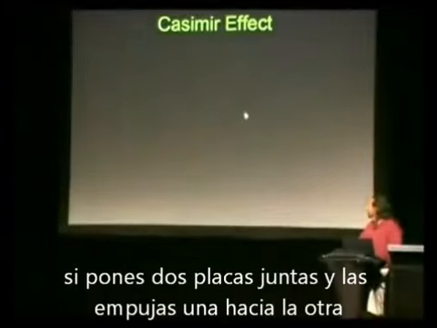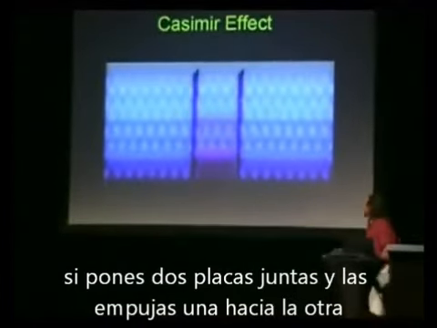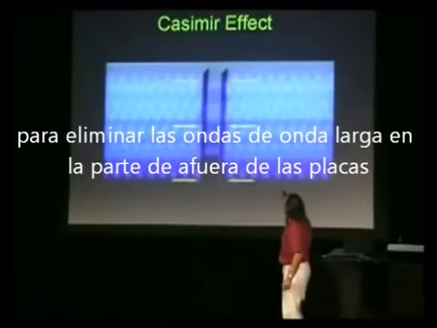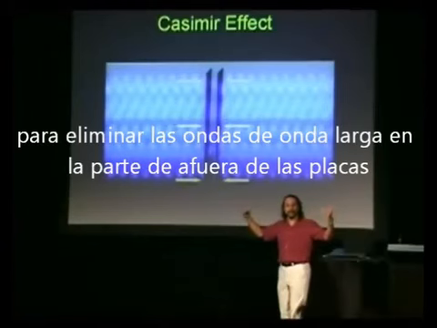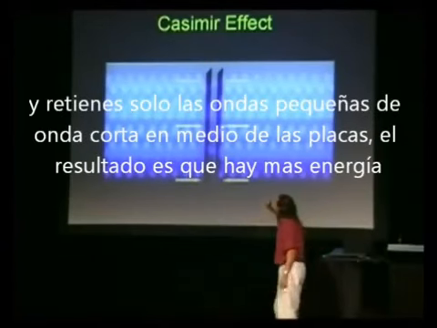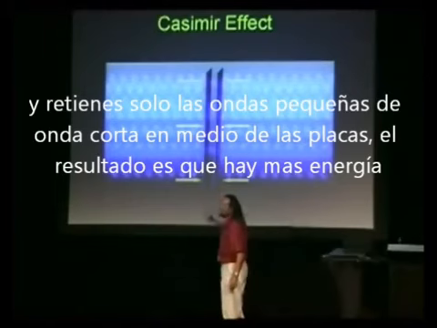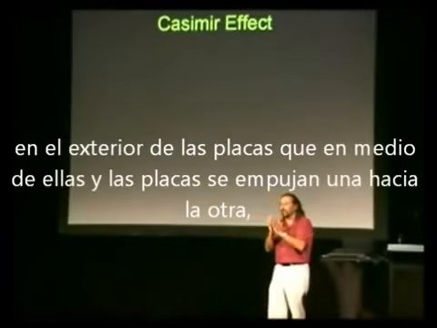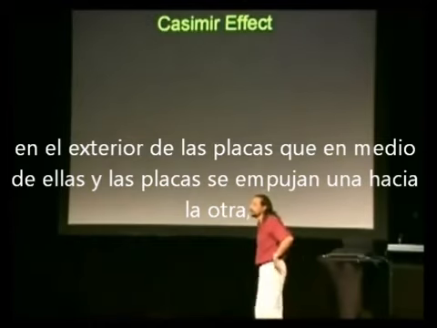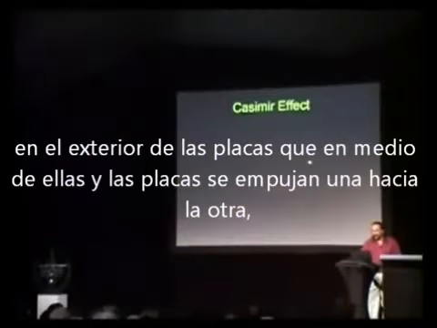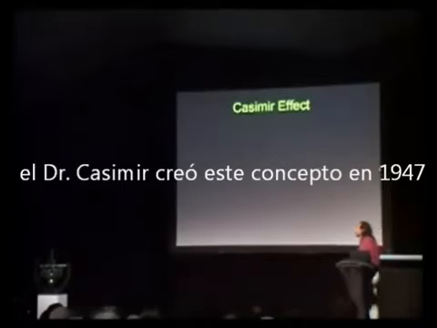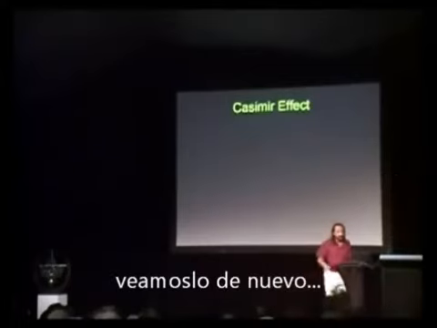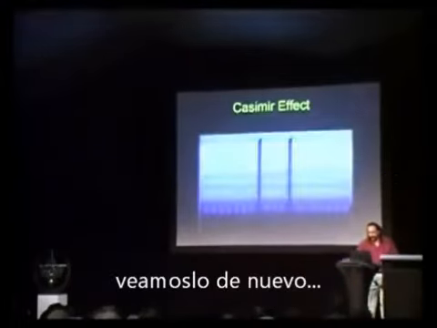If you get two plates close enough together, you can push them together so that you eliminate the long wavelengths of the vacuum on the outside of the plates, and you retain only the small wavelengths in the middle of the plates. So the result is that there's more energy on the outside, less in the middle, so the plates should get pushed together. Professor in physics, Dr. Casimir, came up with this concept in 1947. Should I play that again?